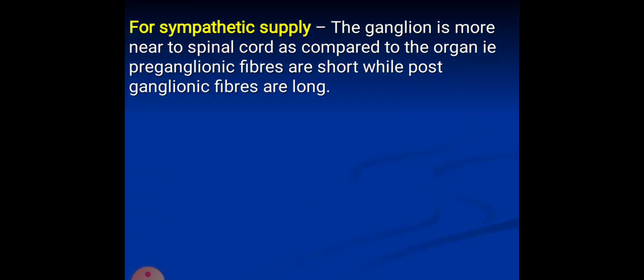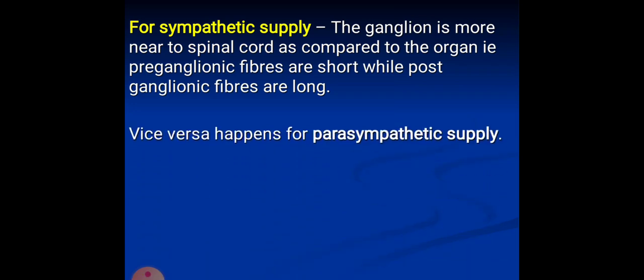For sympathetic supply, the ganglion is nearer to the spinal cord as compared to the organ, that is, the preganglionic fibers are short while postganglionic fibers are long, and vice versa happens for parasympathetic fibers. In parasympathetic fibers, the preganglionic fibers are long while the postganglionic fibers are short.